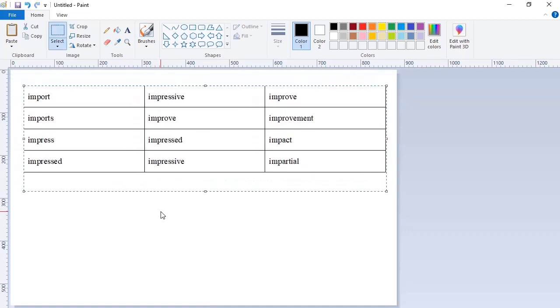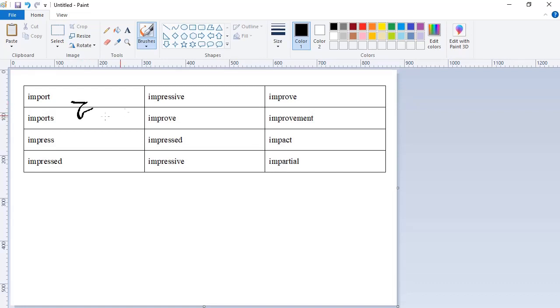So, ayan. Ulitin natin. So, first we have import. M-P-O-T. Import. Next, imports. So, we have M-P-O-T-S. Imports. Next, impress. We have M-P-R-E-S. Masyadong mahaba. Why is it not working? Next, impressed. M-P-R-E-S-D. Impressed. T, it's a T, impressed.